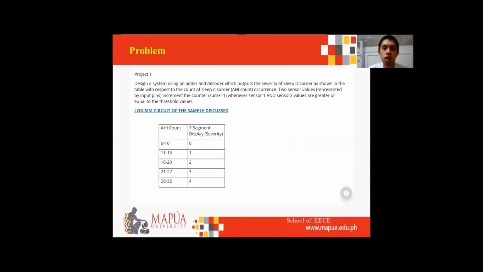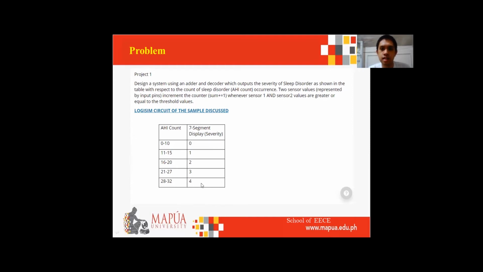So we are required to design a system using an adder and decoder which outputs the severity of sleep disorder as shown in the table with respect to the count of sleep disorder, also known as the AHI-count occurrence. Two sensor values represented by input pins increment the counter whenever sensor 1 and sensor 2 values are greater than or equal to the threshold values.